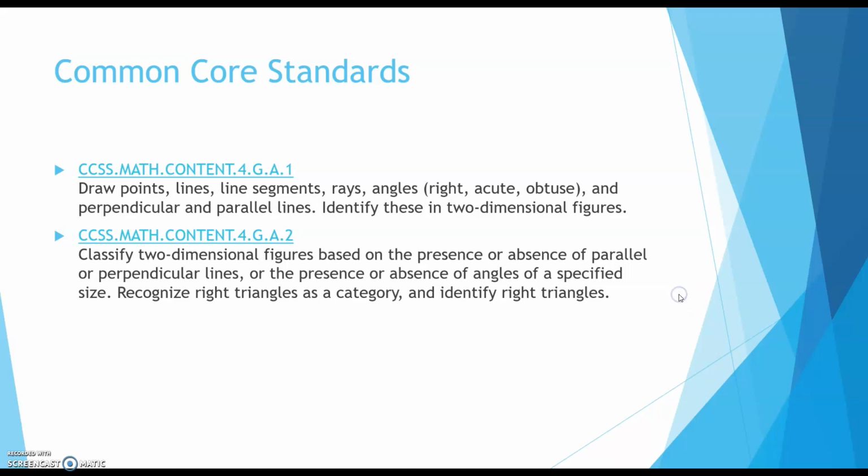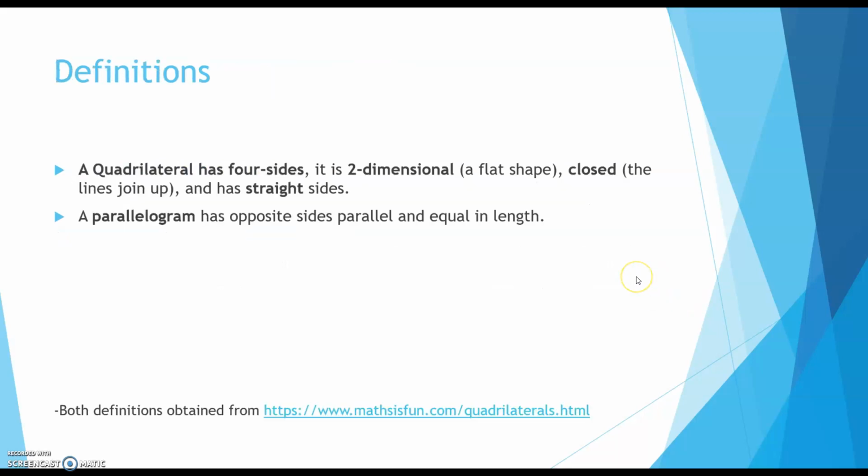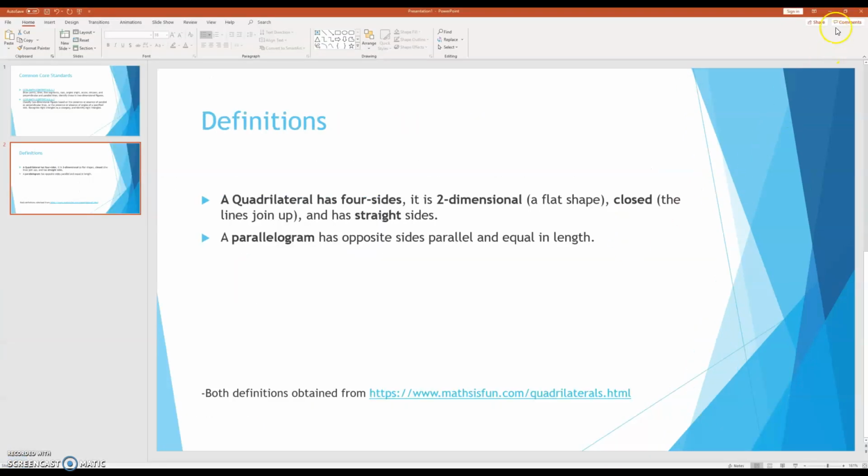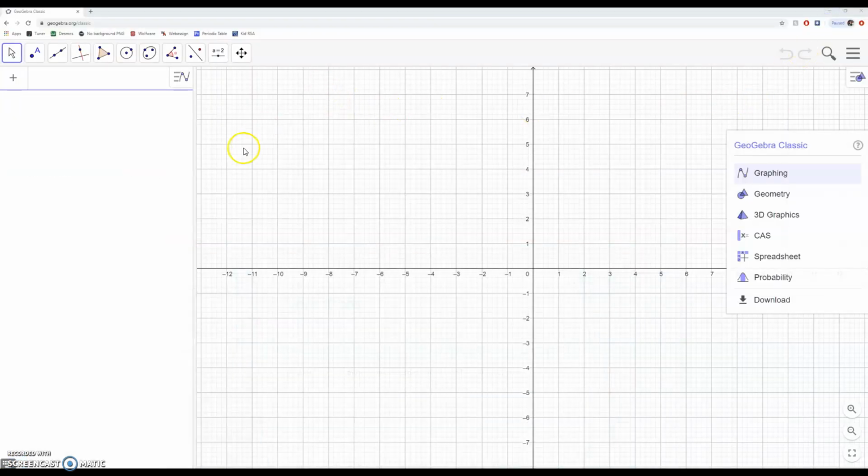For this activity, I use these two definitions just because I know that definitions of shapes can vary from class to class. So I used that a quadrilateral has four sides. It's two-dimensional, closed, so each of those sides touch each other, and these sides are straight. A parallelogram has opposite sides parallel and equal in length. Both of these definitions I got from the mathisfun.com website. So with that, we'll move into GeoGebra.